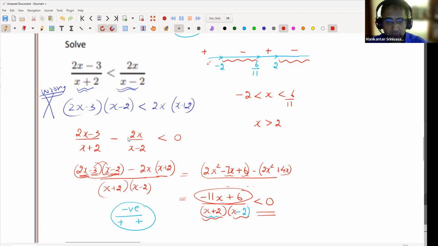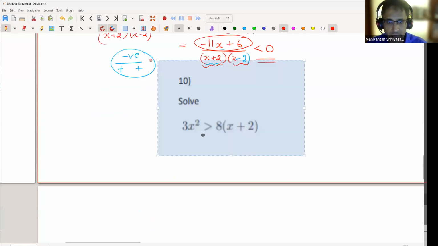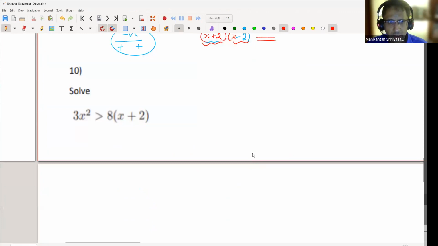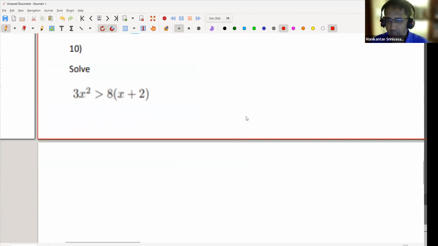Okay, so that was question 9. Let's do question 10, which is also another inequality, but with quadratic. Quadratic, we'll get everything to one side, first of all. By the way, did anyone get this one? Who wants to call out an answer on this one?